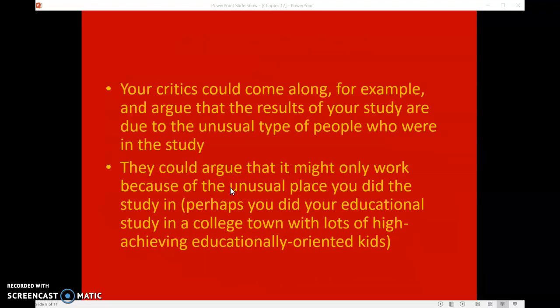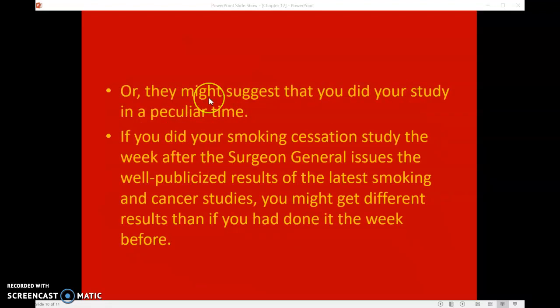Your critics could come along, for example, and argue that the results of your study are due to the unusual type of people who were in the study. They could argue that it might only work because of the unusual place you did the study. Perhaps you did your educational study in a college town with lots of high-achieving, educationally oriented kids. If you don't control for that, if you don't have a broad sample that represents more than just a very specific, narrowly defined population, we can't possibly know that. While they might suggest that the study you did was at a peculiar time.